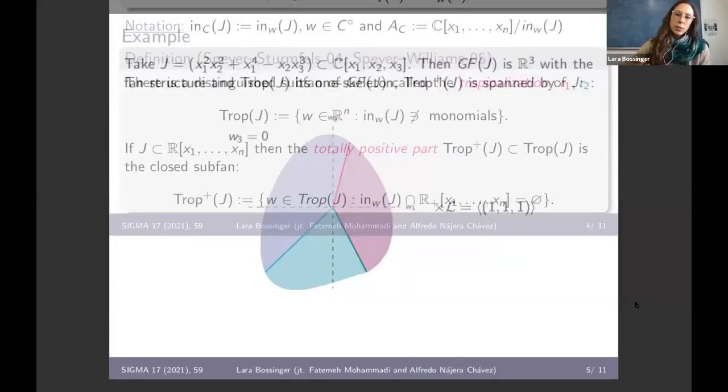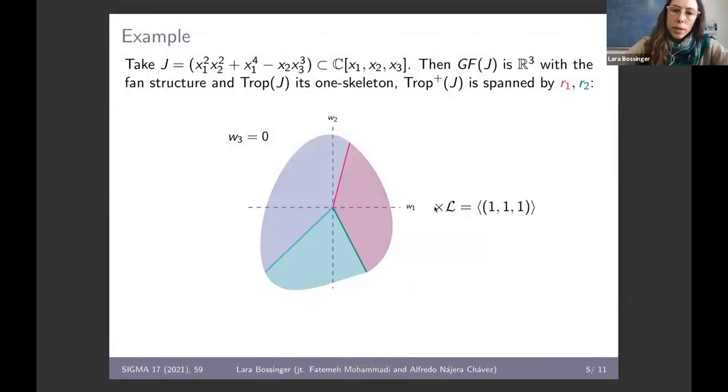Okay, so let's do an example. Let's take the following ideal in a polynomial ring with three variables. All its coefficients are real, so we can talk about the positive part of the tropicalization as well. But first of all, by definition, the Gröbner fan now is R^3, and it has the following fan structure. So if we now pick elements in R^3, we will find, for example, this is the hyperplane where the third entry in R^3, w3, is 0. We will find that there are three cones, three maximal full-dimensional cones.